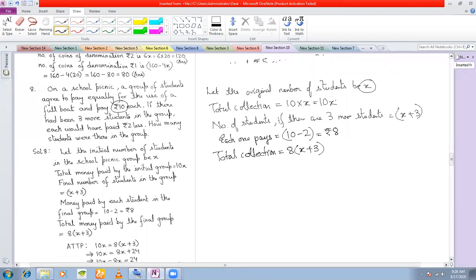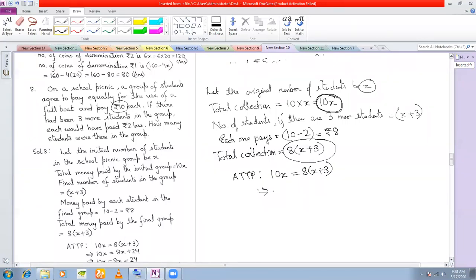Now see that whether 800 students are going or whether 1000 students are going, the cost of the picnic remains the same, 10x and 8 times x plus 3. The more students going for the picnic, the cheaper it is for each student to go. So therefore, since the cost of the picnic remains the same, according to the problem, these two collections must be equal.